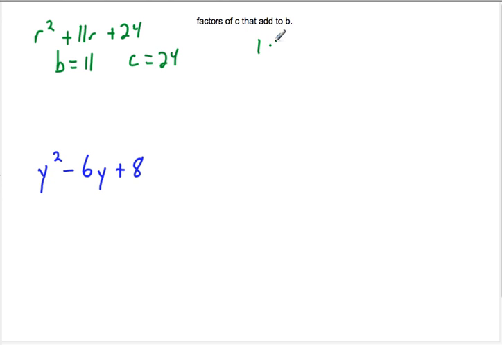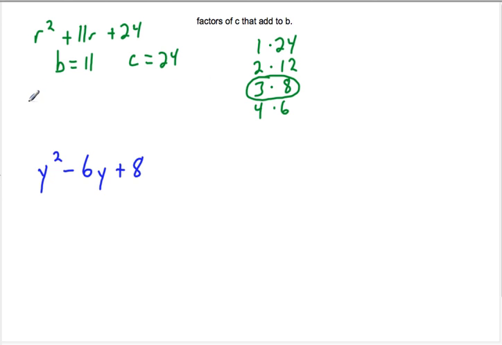Well, factors of 24 are 1 and 24, 2 and 12, 3 and 8, 4 and 6. And I can see right here that 3 and 8 are going to multiply to be 24 and add to be 11. So once you find it, you don't actually have to go through and list all the pairs. Listing all the pairs is helpful when you can't quite figure out what numbers you're looking for, but once you see one that works, there will only be one, so use it.